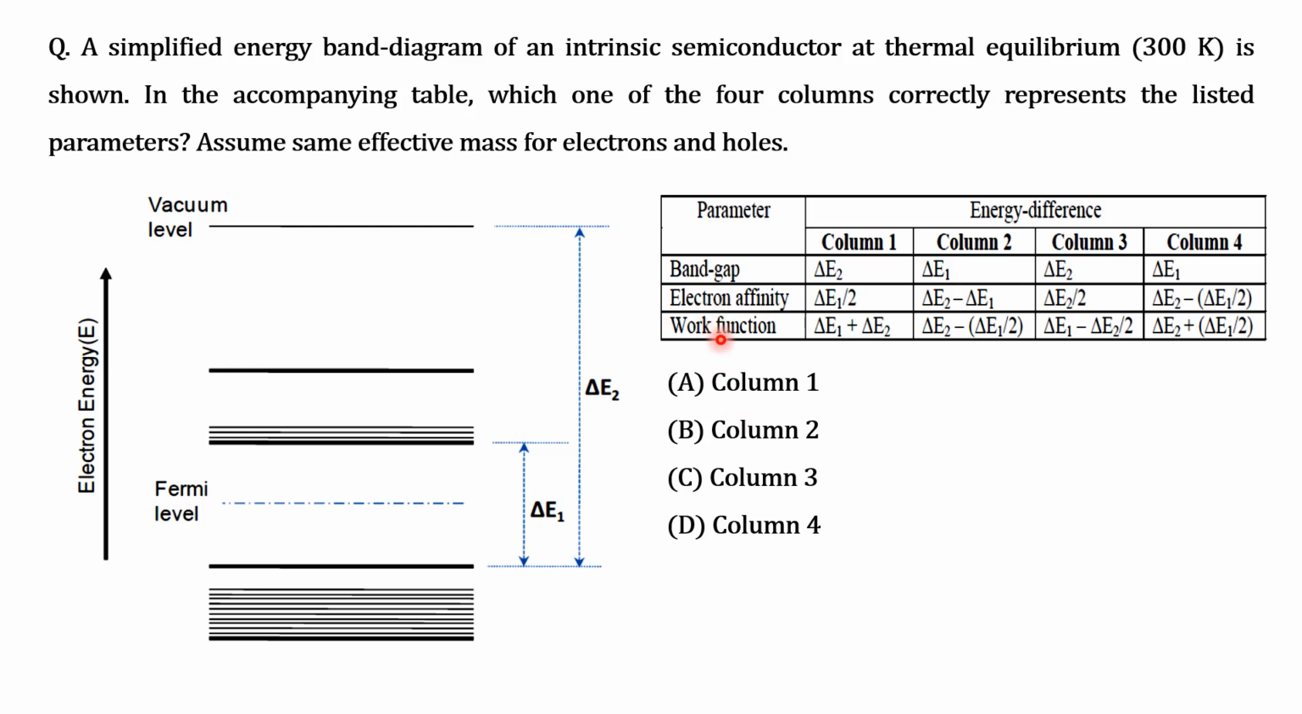So now we have to check the other two things, electron affinity and work function. Work function, as we already said, is removing an electron from the Fermi level to vacuum. So the Fermi level we can write as delta E1 by 2 right here, because the Fermi level lies exactly at the center. So delta E2 minus delta E1 by 2 will be your work function. Am I correct?